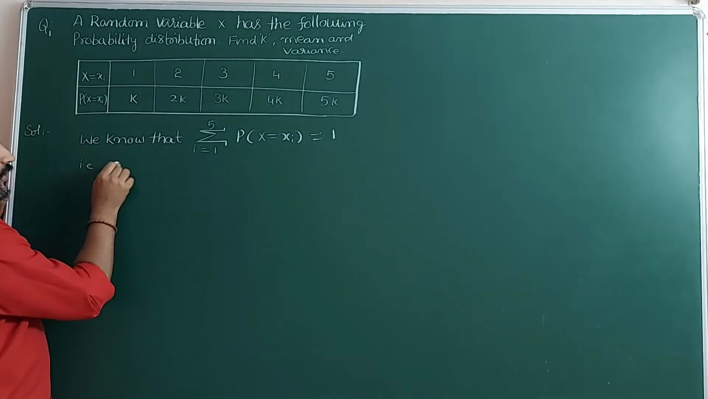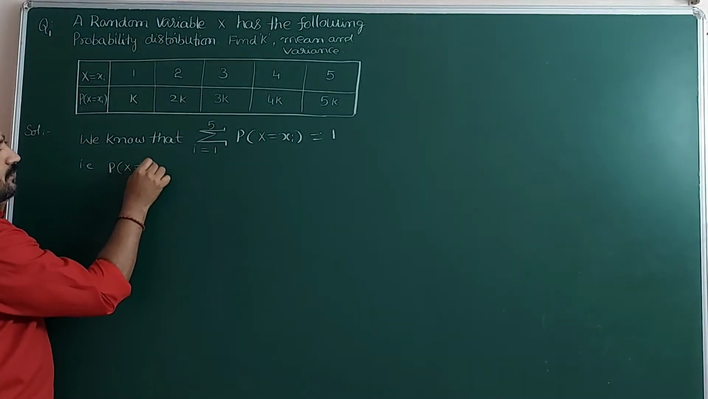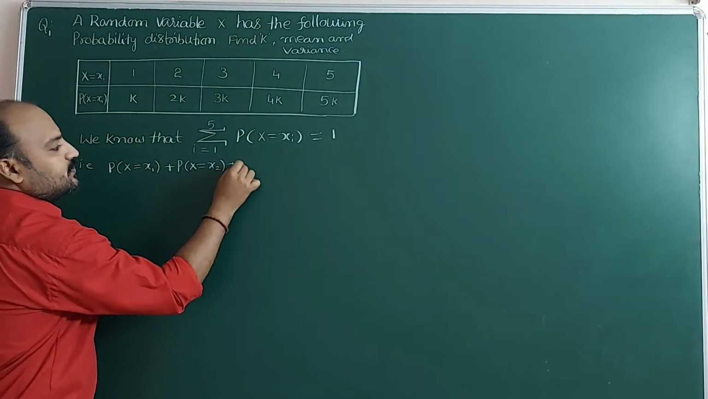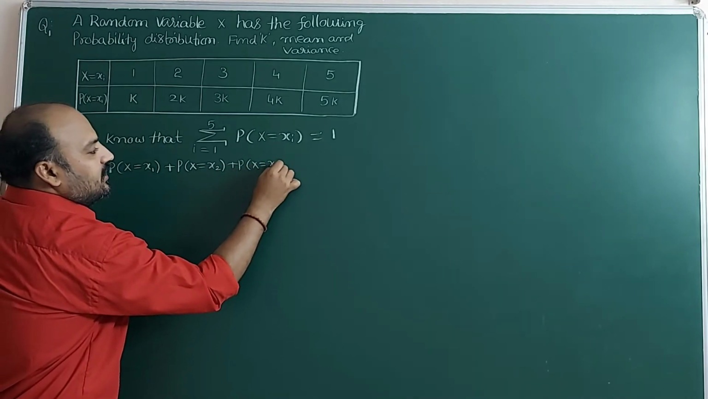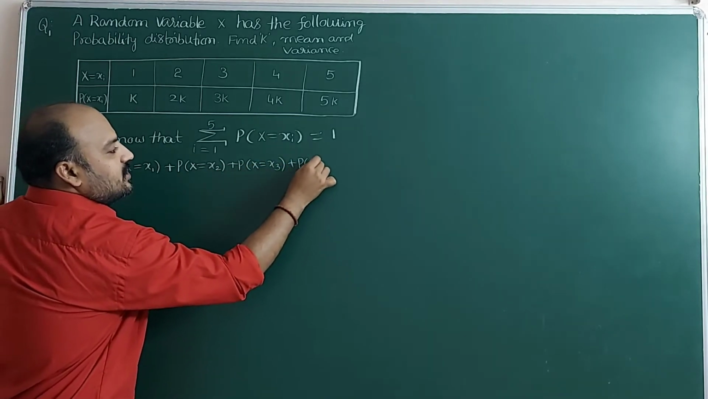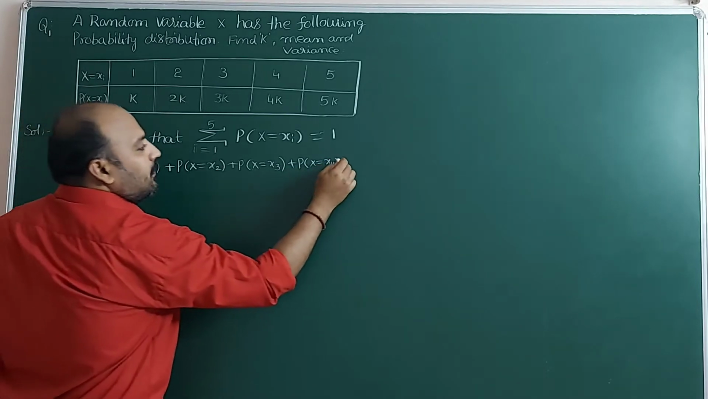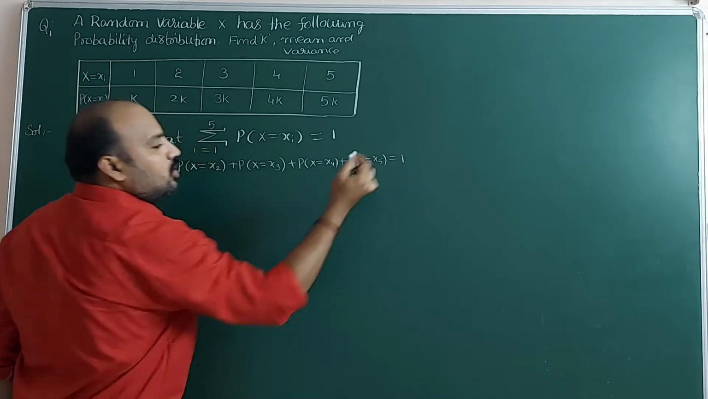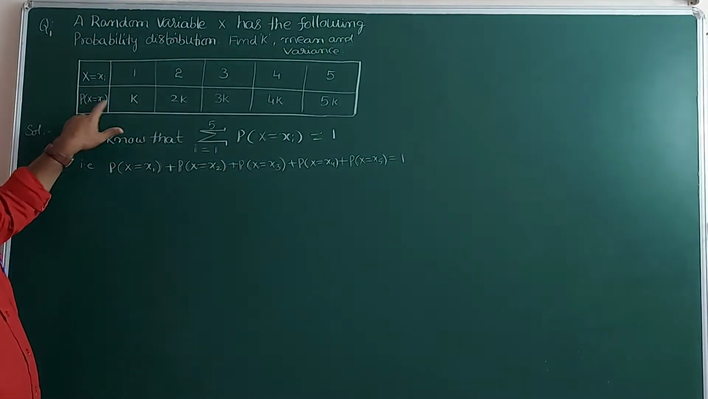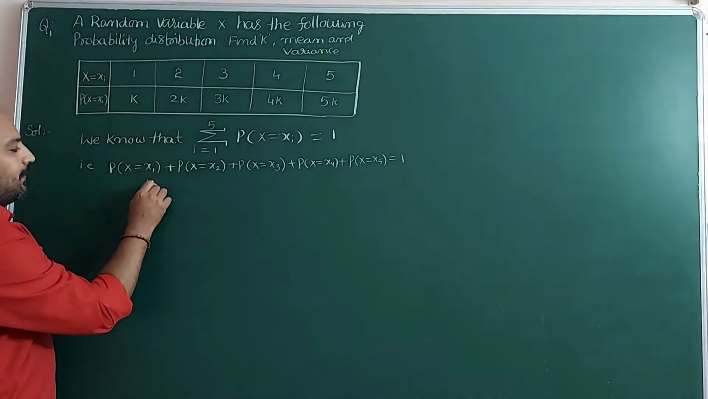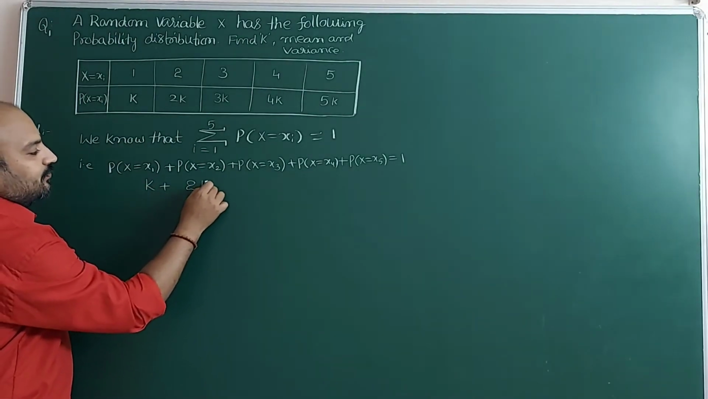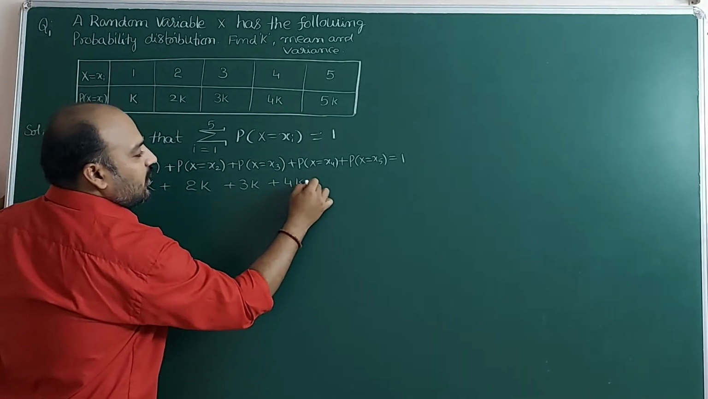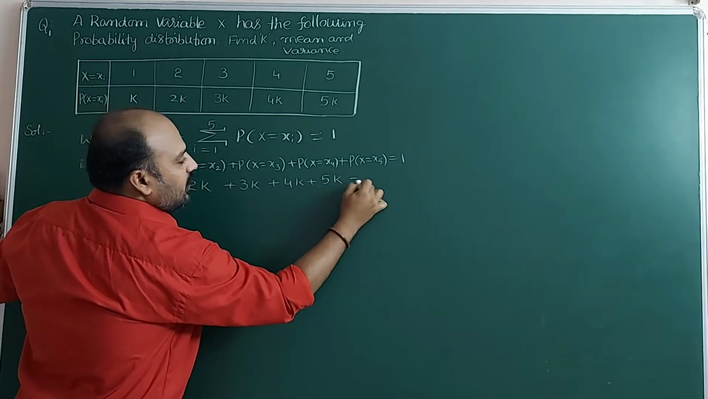P of x is equal to x1 plus P of x is equal to x2 plus P of x is equal to x3 plus P of x is equal to x4 plus P of x is equal to x5 is equal to 1. So P of x is equal to x1 means what? K. So K plus 2K plus 3K plus 4K plus 5K is equal to 1.